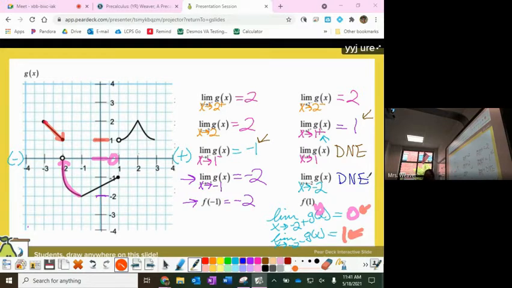Like I said, if you're not sure, then just see what it is from the right and from the left. And if they don't match, then it doesn't exist. Here they did ask what is the function's actual value? The function's actual value at 1 is this closed circle up here at 1. So the function at 1 is 1, but the limit as we approach -2 does not exist. Questions for me on that?